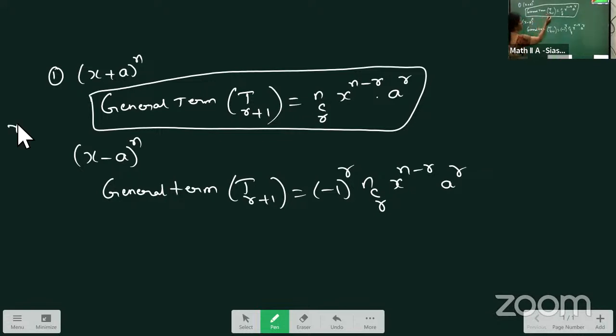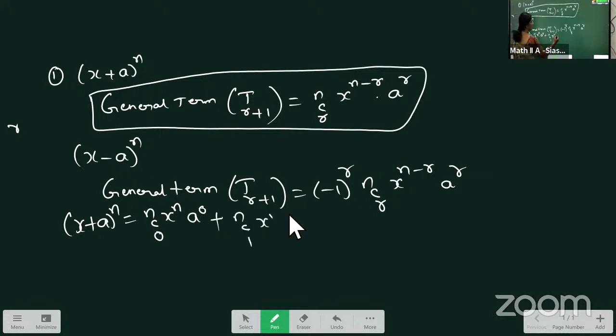That is why we call it T_(r+1). For example, (x plus a) whole to the power n expansion is there. How will we expand this? nC0 x to the power n a to the power 0 plus nC1 x to the power n minus 1 into a to the power 1 plus nC2 x to the power n minus 2 into a to the power 2 plus so on.